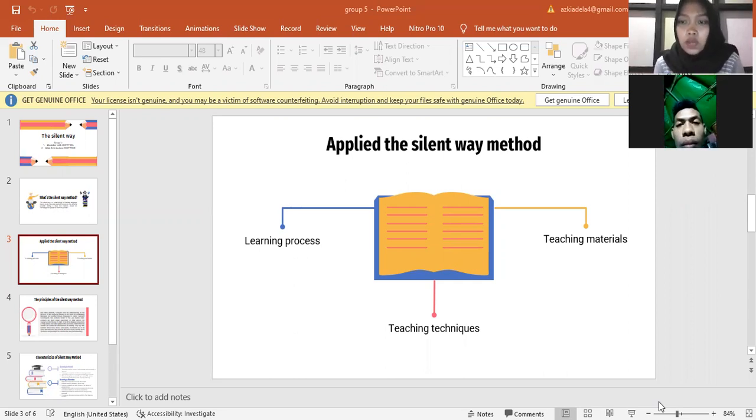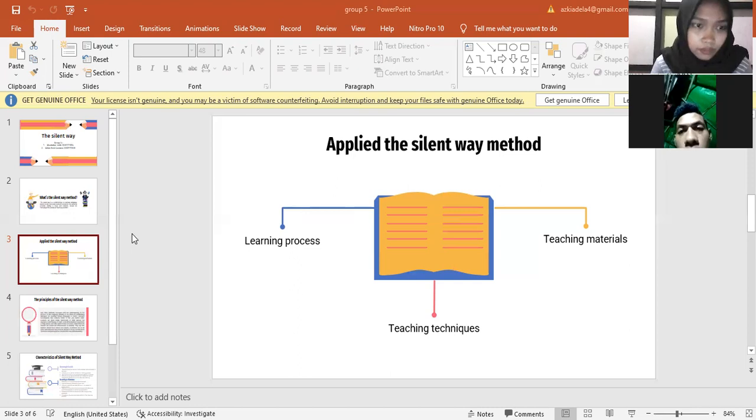Silence can be used to help students correct their errors. The teacher can remain silent when a student makes a mistake to give them time to self-correct. They can also help students with their pronunciation by mouthing words without vocalizing and by using certain hand gestures. And the last is teaching materials. The silent way makes use of some specialized teaching materials, for example, the color questionnaire, the sound color chart, the word chart, and the Fidel chart.